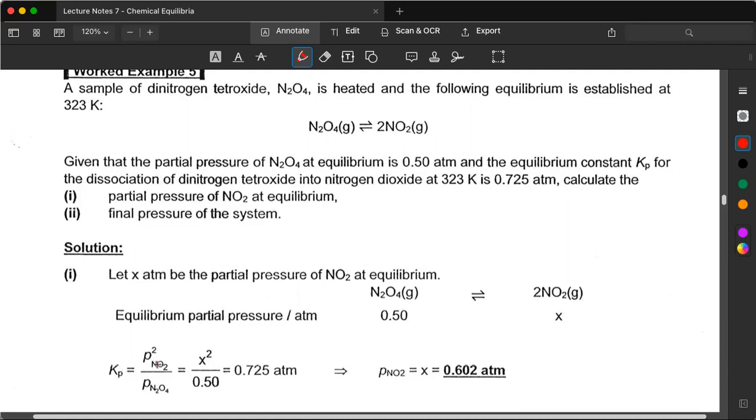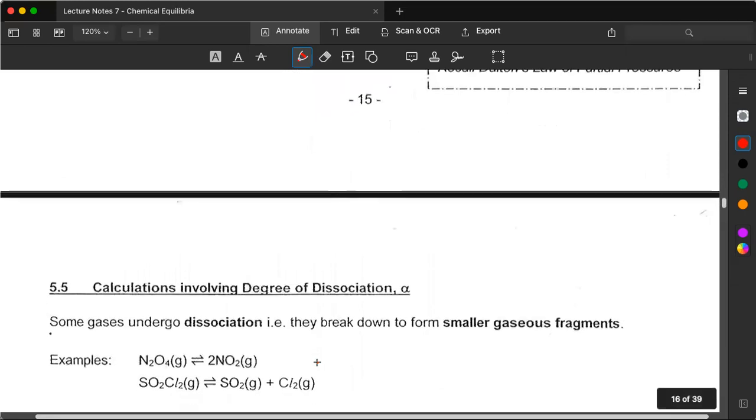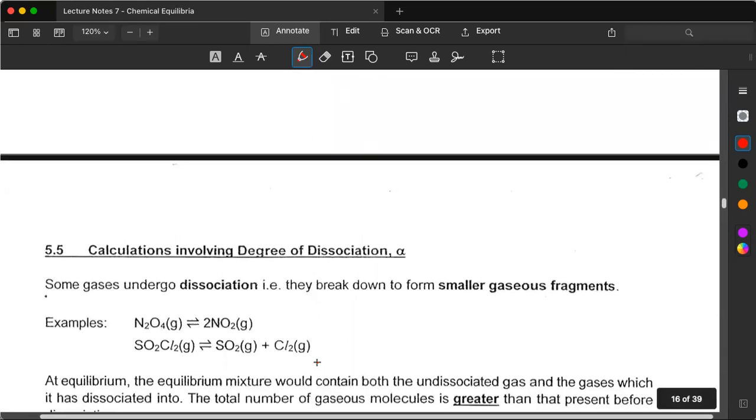So KP equals 0.725 equals X squared. Why X squared? Because it's 2. Divide by 0.5, then you solve. Next question, final pressure of the system. Total pressure, you mean? Just add. Nothing much. But if this is wrong, this is wrong. Too bad.